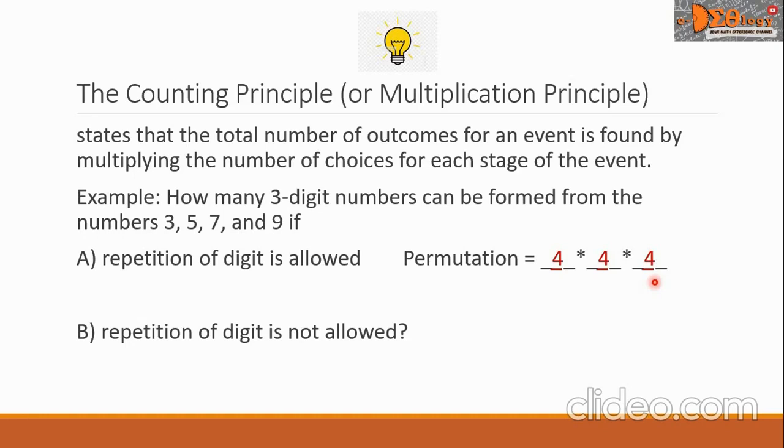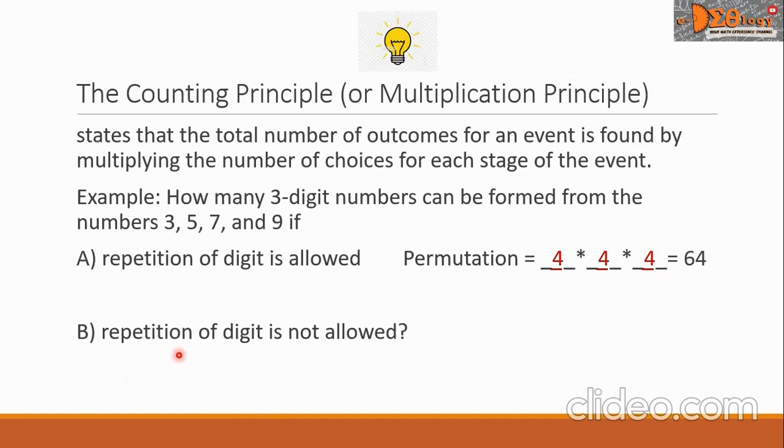And then, let us multiply these numbers, 4 times 4 times 4. And the answer is 64. There are 64 3-digit numbers.